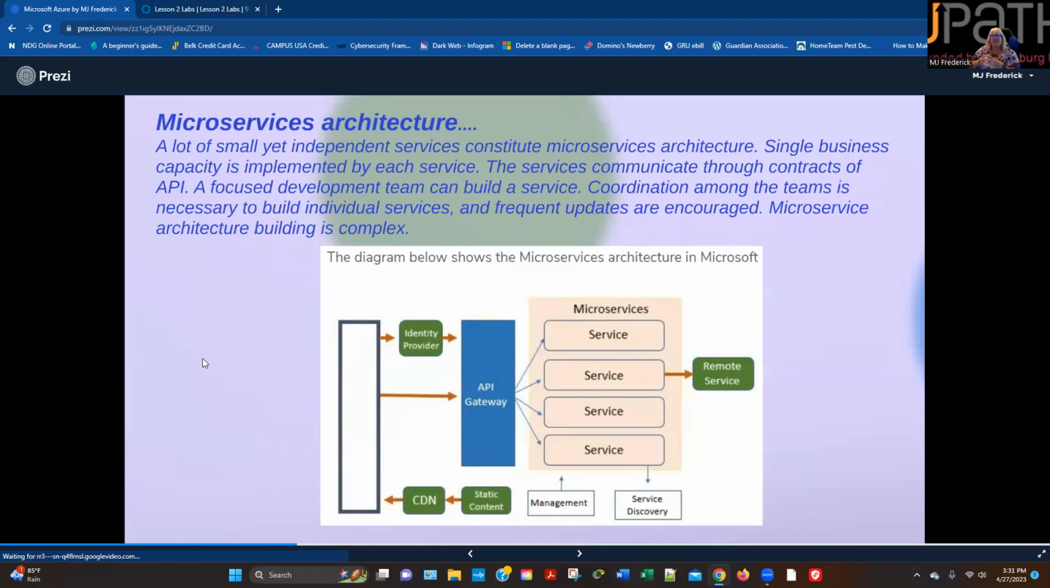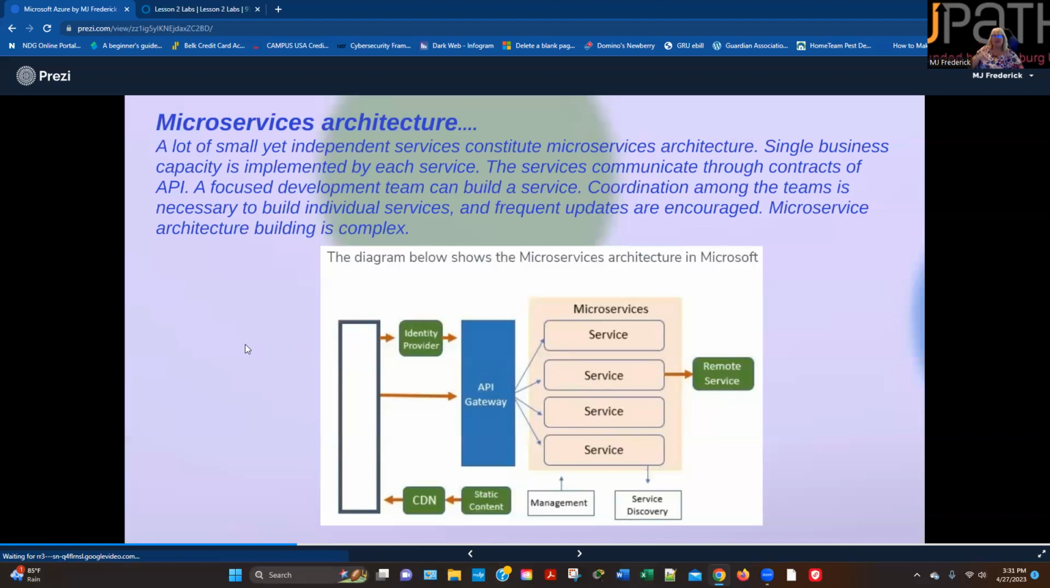So a focused team can then build on that service. You can customize that service as needed. But the coordination has to be among the teams to build the services and then do those updates. So it's not a real simplistic architecture. It becomes more complex. So you'll see here we've got our client, our identity provider. We've got our content. Here's our gateway to all the different microservices that we might have to offer, and then managing them and then providing other service discovery, and then giving remote service access as well.